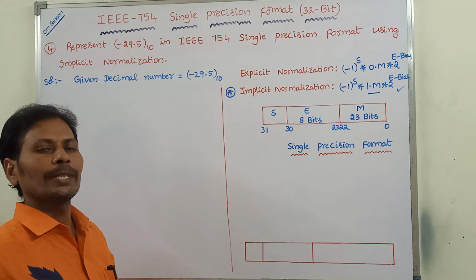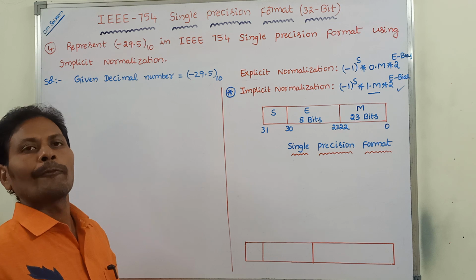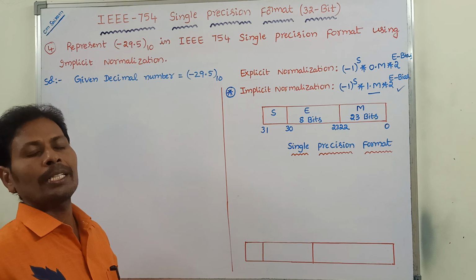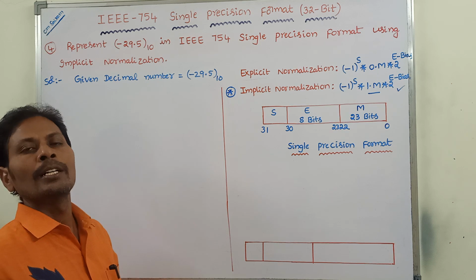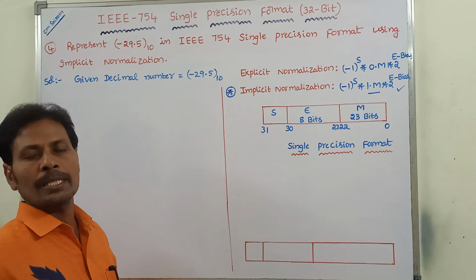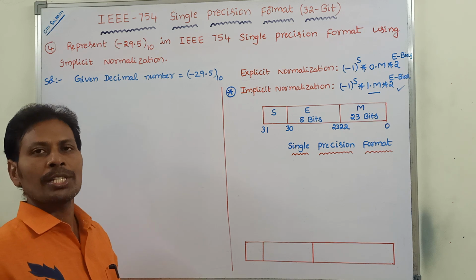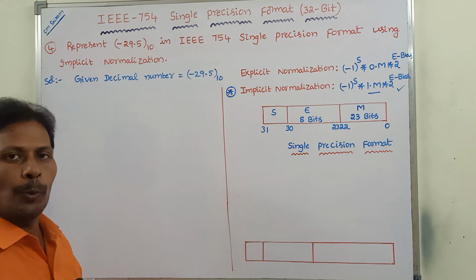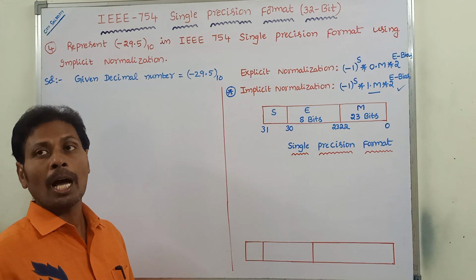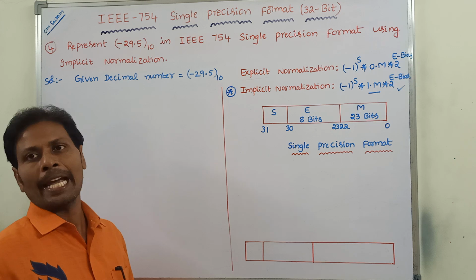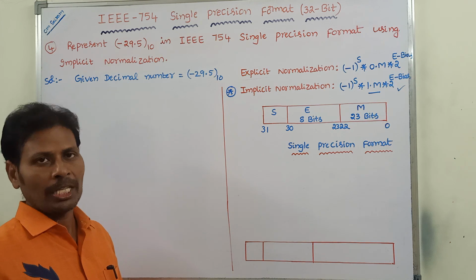Today we have to discuss IEEE 754 floating point representation using single precision format in the computer architecture course, computer organization course, computer organization and architecture course. In the previous videos, we already solved three different example problems on the floating point representation.